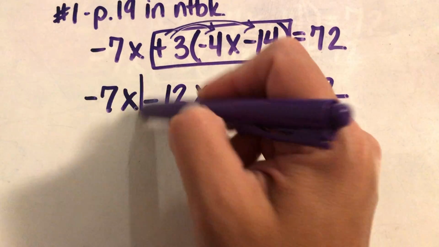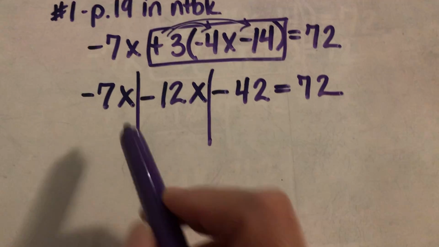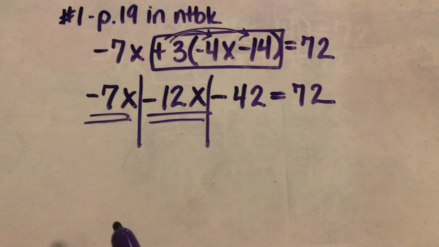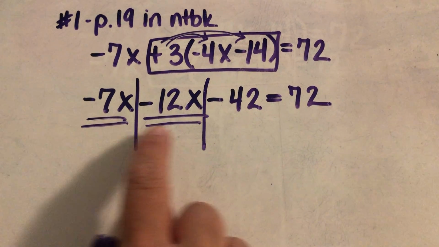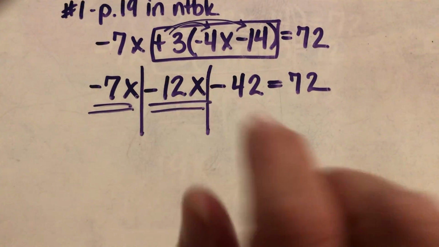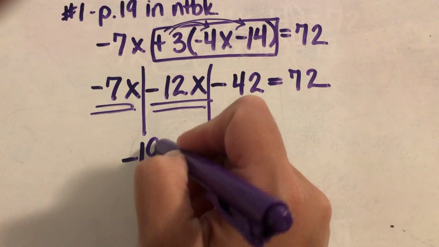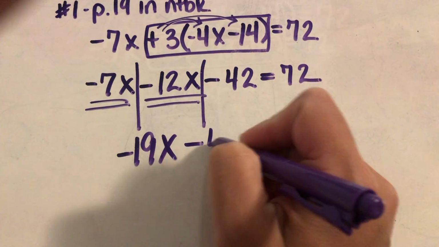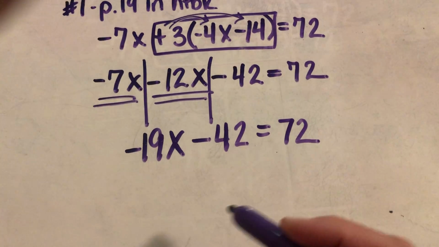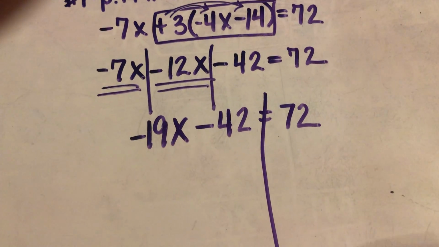So if you need to, you're going to put in your lines, mark your like terms, and you're going to add or subtract them together. So I'm going to do negative 7x minus 12x. A negative 7 minus 12 is negative 19x. Keep your minus 42 equals 72. I now have a two-step equation to solve.